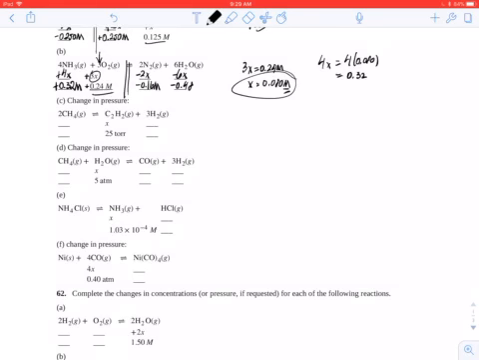Here the coefficient is 1. It's not shown, but there's one C2H2 gas, so that's going to be x. I'll just put a plus there to be really clear about that. This is going to be plus 3x, and this is going to be minus 2x. If x is 25, what's 25 times 3? That's 75. On the right, we have minus 2x, or minus 50.